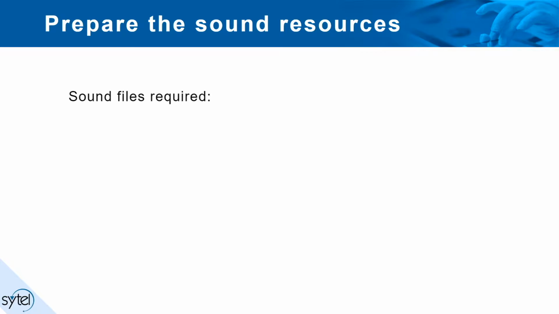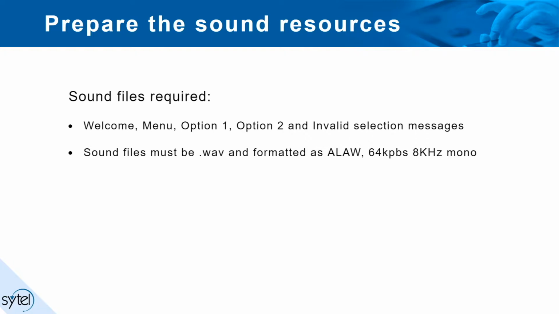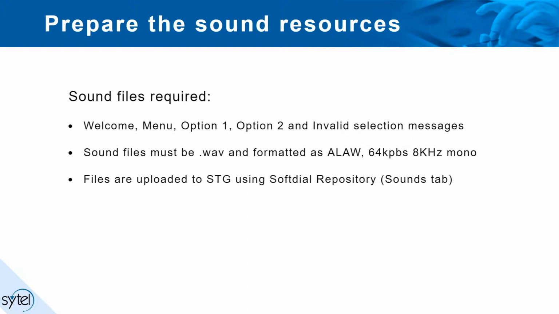In this script there are 5: the welcome, menu, option 1, option 2 and invalid recordings. These recordings must be created as WAV files and formatted as ALAW 64 kilobits per second mono. The files can be uploaded to Softdial Contact Center using Softdial Repository, the Sounds tab.